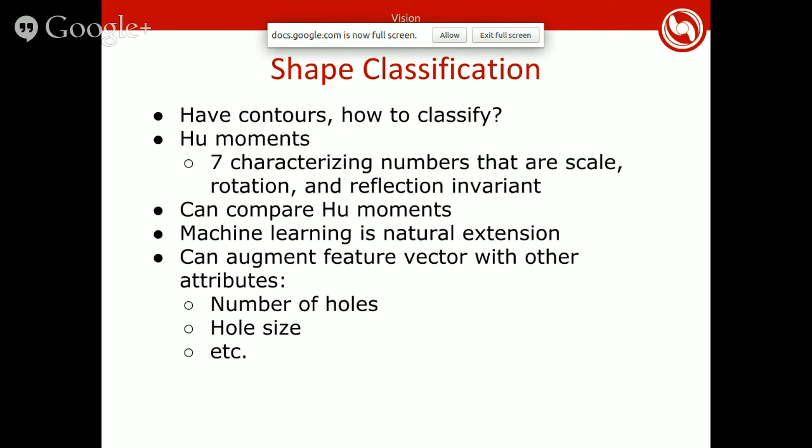You can feed this all into some learner. You have tagged instances, and you can make a classifier. Your feature vector can be the seven Hu moments, and then you do some classic machine learning thing, like SVMs, seeing how far apart they are. You can also augment your feature vector with other attributes that the Hu moments don't capture, like the number of holes. If two things have the same shape, but one has a hole and one doesn't, the presence of the hole is information that your learner can use to more accurately classify objects. Things like hole size can be used as well. So that's just a way to augment your machine learner.